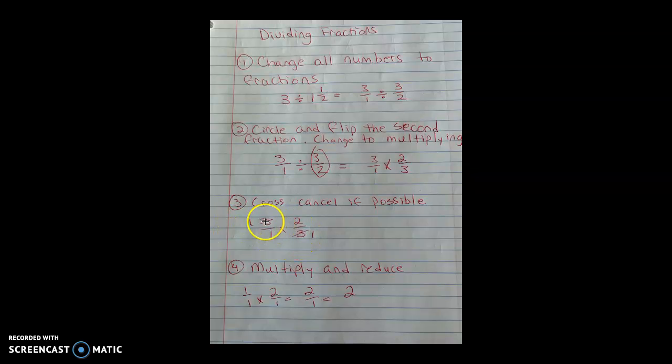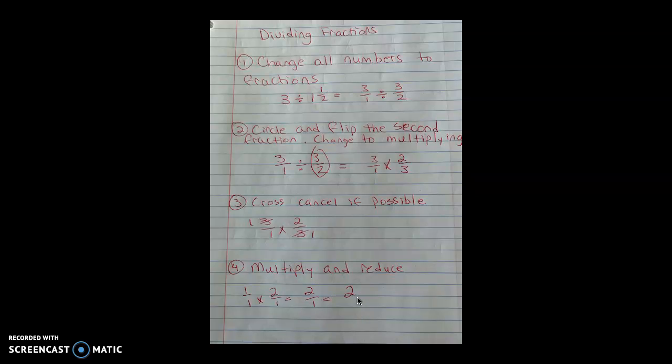So divide by a common factor diagonally. So I divided by 3, I got 1. Divided by 3, I got 1. And then you multiply straight across. I get 2 over 1. And then when the top number is bigger, you divide to reduce, and I get 2.